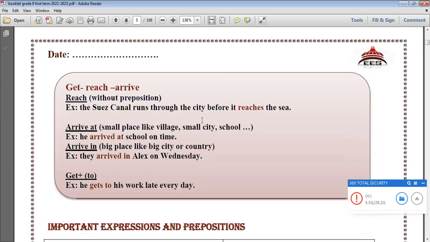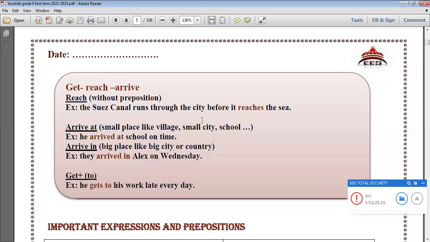Next, what's the difference between get, reach, and arrive? Well, all of them have the same meaning in Arabic, but there's some difference in the structure. Reach comes without any preposition. Like you can say, the Suez Canal runs through the city before it reaches the sea. So you put reaches the sea without any in or on or at or anything.